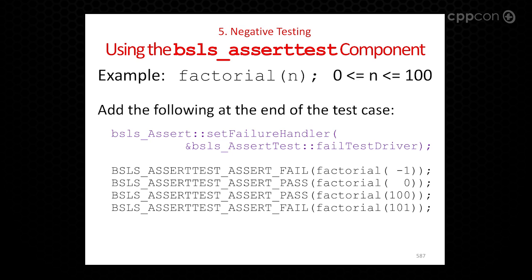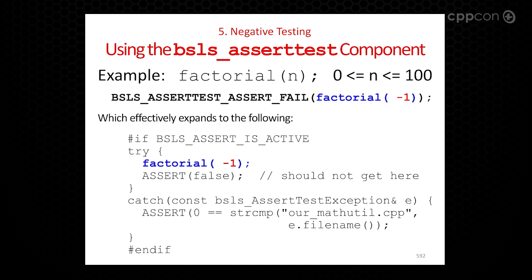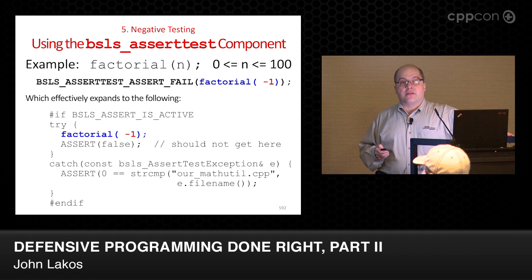And what we're doing is we're going to call factorial at -1, which is out of contract, 0, 100, and 101. And what does that expand to? Well, it expands to something like this. It's not exactly this, but the idea is we're going to try it. And if it doesn't throw, it's a failure. Do you see what I'm saying? If it doesn't throw, it failed.